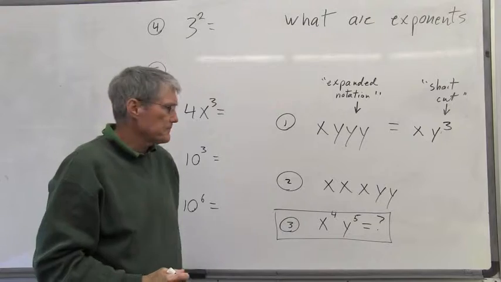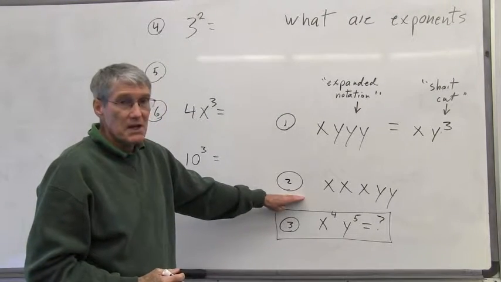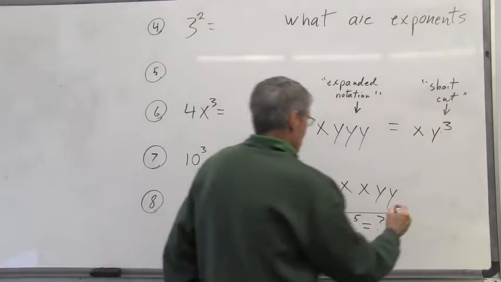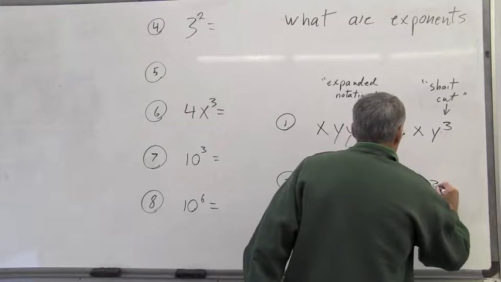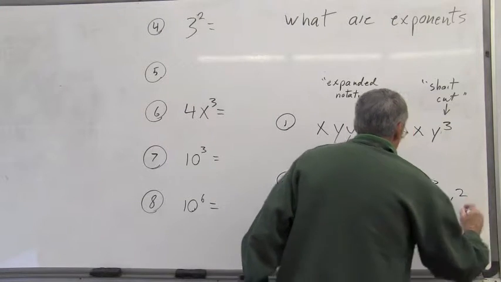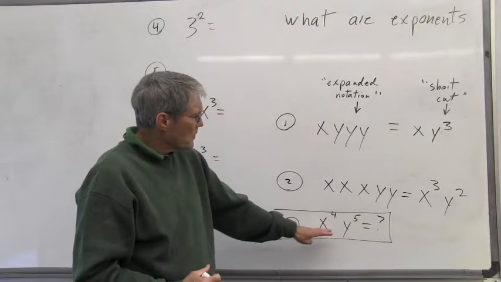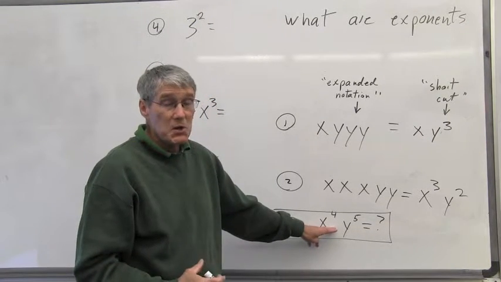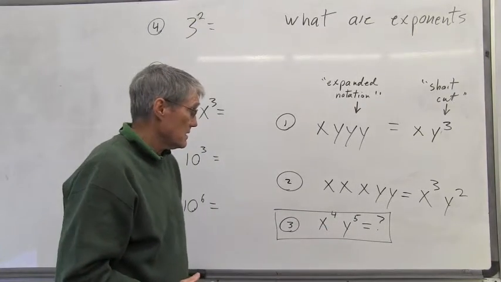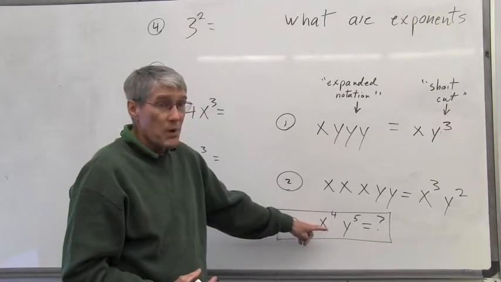x y to the third. Want to use a shortcut here. x to the third, y to the second. Now turn it around. You've got something with your exponents on it. How can you expand it? What does this look like? x to the fourth, y to the fifth.